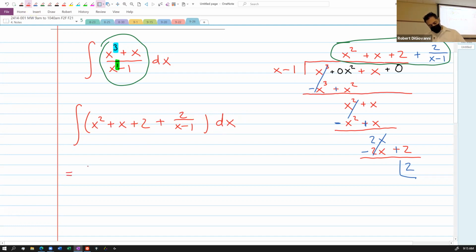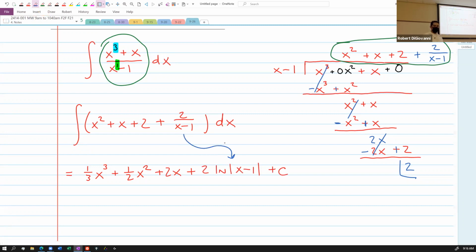So this would become 1/3 x cubed plus 1/2 x squared plus 2x plus, what about that last one? 2 times the natural log of the absolute value of x minus 1, plus c. So please keep in mind that from here to here was what we did on Wednesday, right? We said if we have a constant over linear, we can do that easily with natural logs. And we went around the room, we did a bunch of them, okay? That's it, we're done.